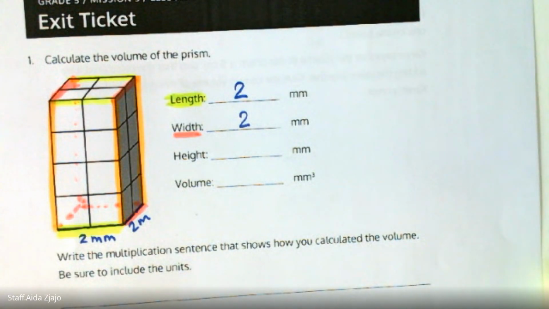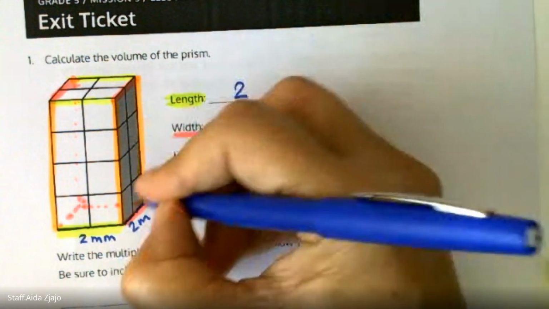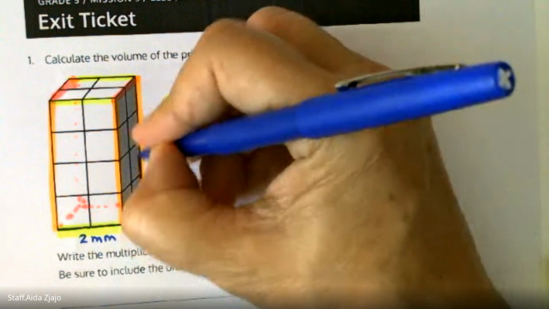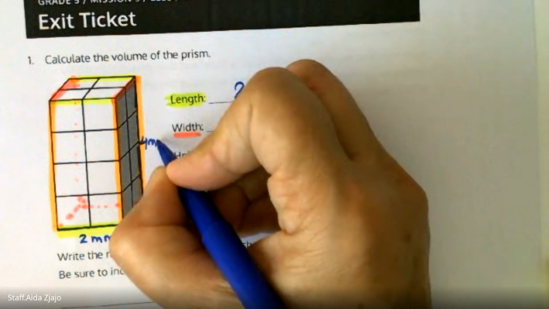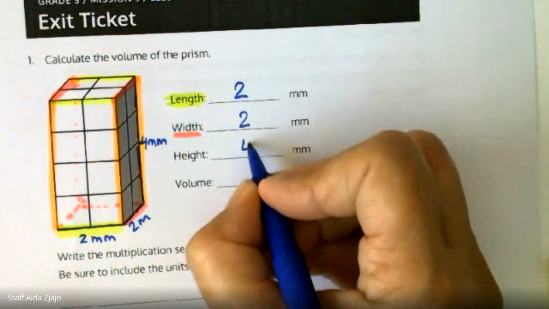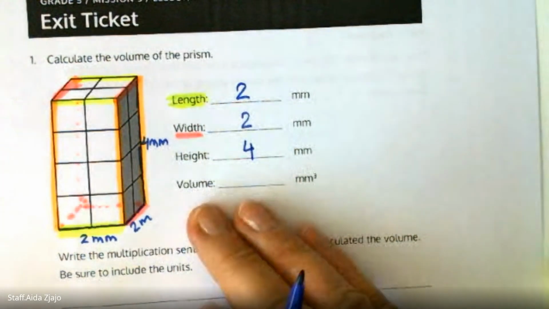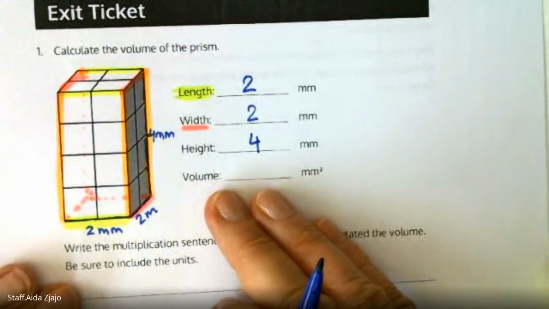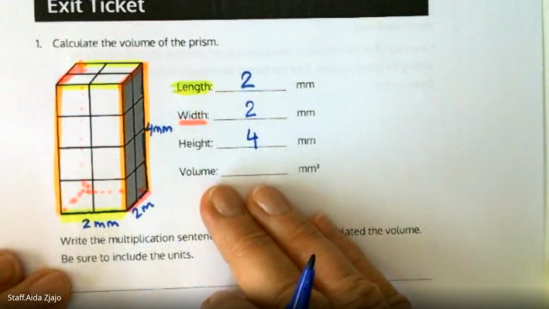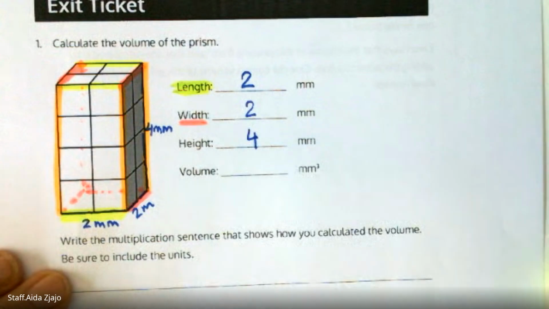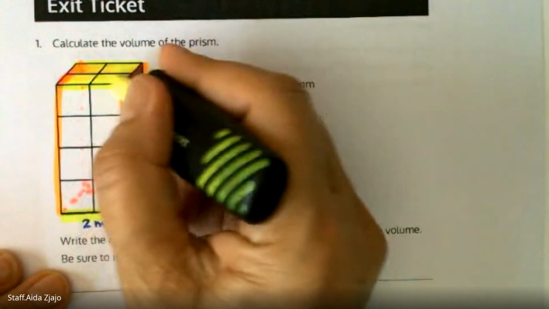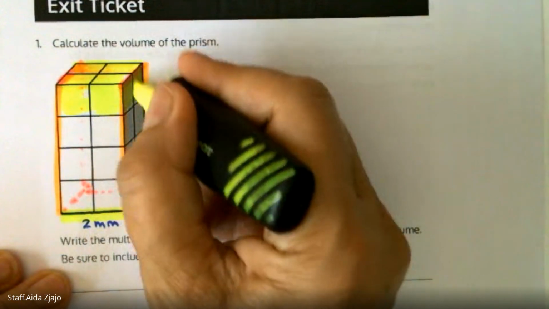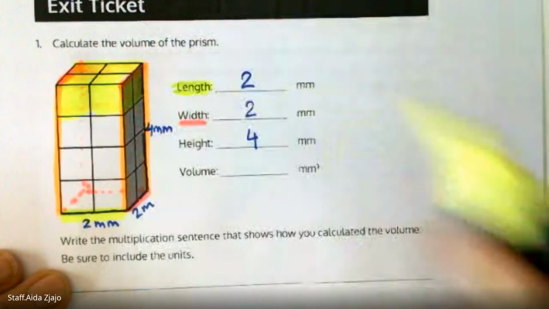So let's see, the height is 1, 2, 3, 4, so 4 millimeters. Okay, and now we need to find the volume. We could find the volume by thinking, the top has 1, 2, 3, 4, 5. Oops, not 5. Guys, I tricked you.